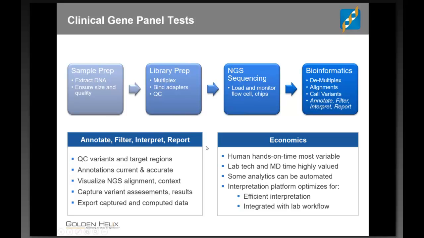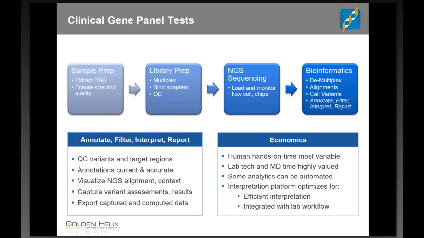Now, the next step, though, is where it becomes more open-ended, is once you get a VCF file and a BAM file out, how do you efficiently process that data and get it to the point where it can go into a meaningful report? And this is where the hands-on time of a human is absolutely critical and should be optimized for to still make the test viable as a clinical product.